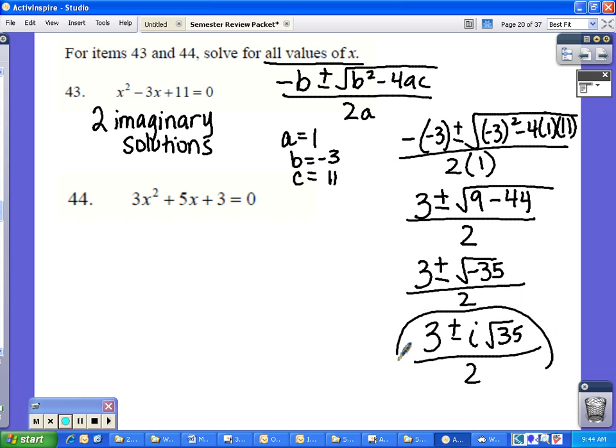And that is your answer that you'll see in your semester review packet answer key. There are ways you can put that in your calculator and get decimal forms, but that is all you are required to do. You can stop there if you would like.